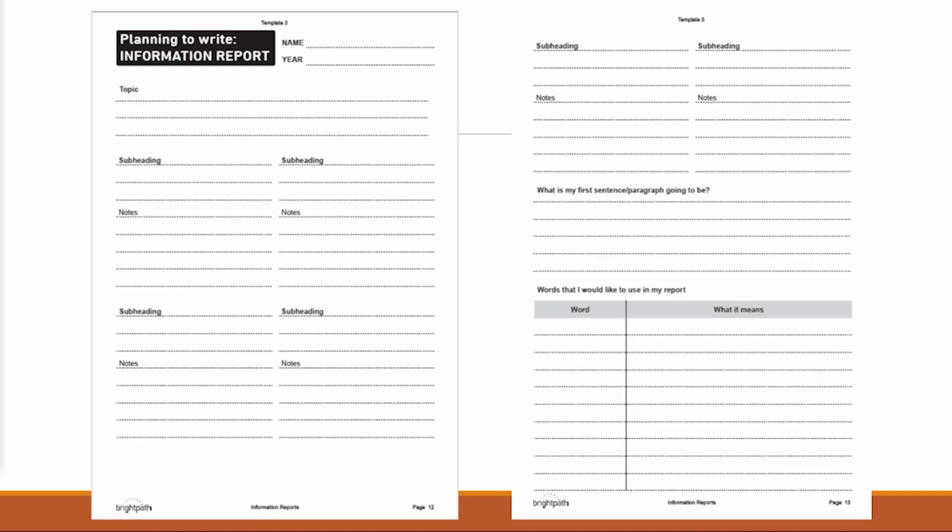For the information report writing, students research a topic and they make notes. They can't copy anything verbatim, and then they come back a little while later and use those notes to write an information report.